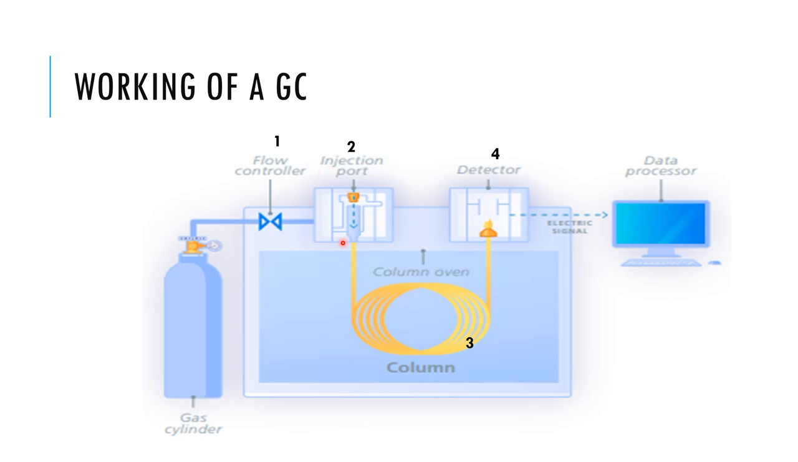So we have an injector port. As I discussed, you can have one or two injector ports based on the columns which you have. You have a detector, and you can have one or two more detectors based on the different types of analysis which we have to do. The detectors can be connected in parallel or in series based on the choice of your elution. And from the detector, all the electronic signals are sent to the data processor and you get the peak.